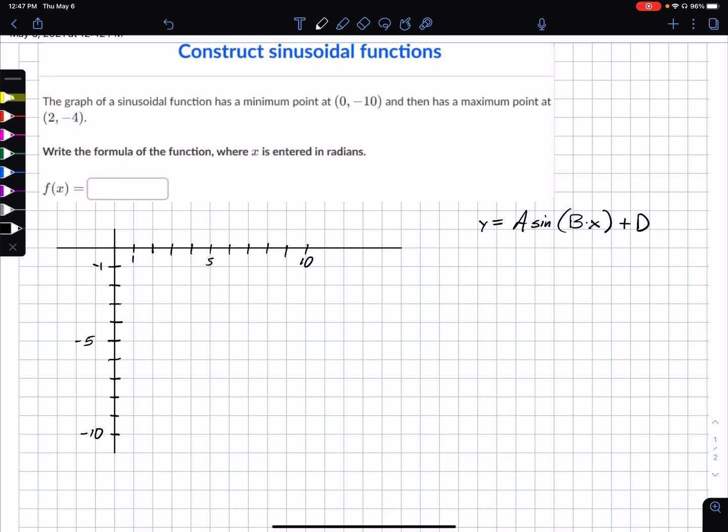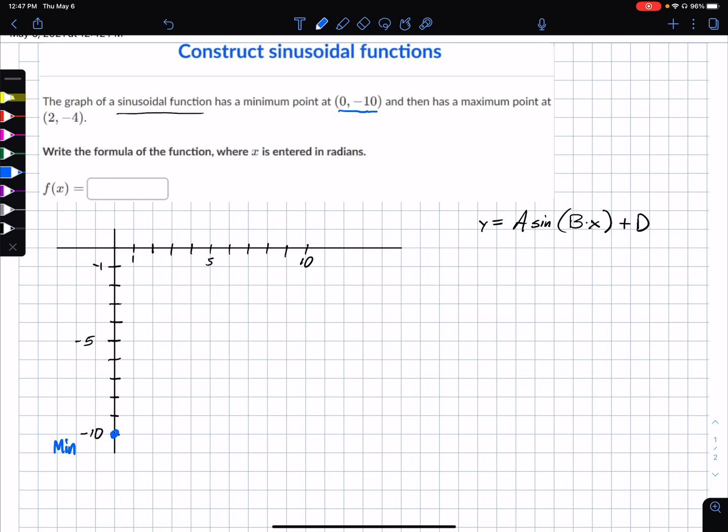In this problem, we are going to write the formula for the function, and this is going to be a sinusoidal function, it says here, with a minimum at (0, -10). So I'm going to plot that real quick here, (0, -10), and I'm going to just note that that's a minimum, meaning the wave function does not get any lower than that.